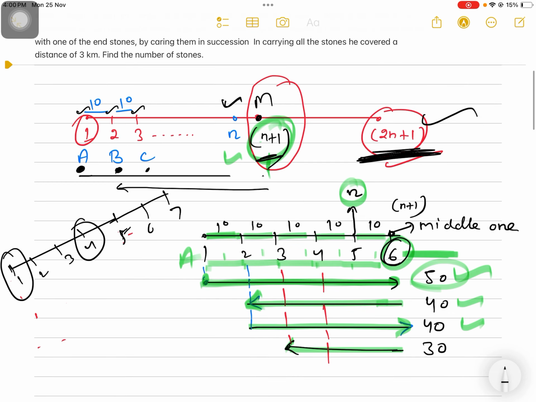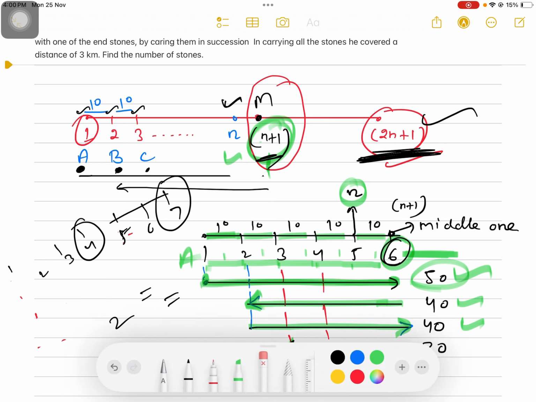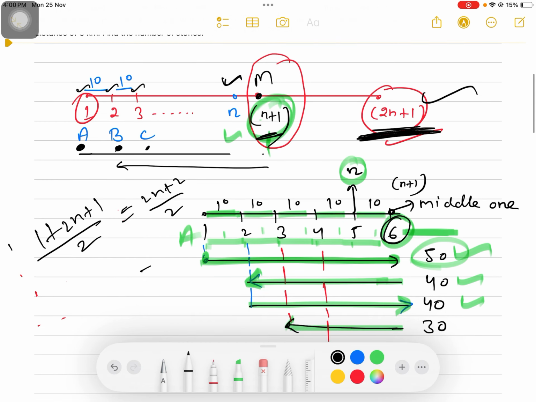The first number plus last number divided by 2. See, first number plus last number divided by 2, so you will get 4, which is the middle number. In this series also I did the same thing. To get the middle number, the first number, which is 1, plus the last number, 2n plus 1, I added both, 1 plus 2n plus 1, and divided by 2. So I will get 2n plus 2 by 2. Taking 2 common, n plus 1 by 2, the 2 got cancelled. So n plus 1 is the number of my middle stone.